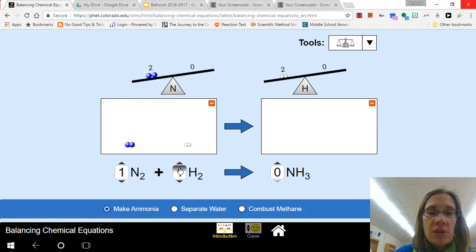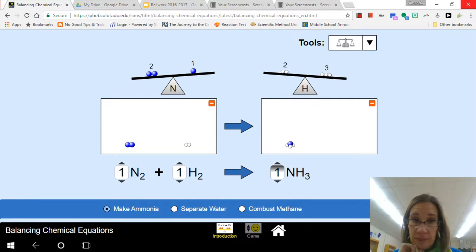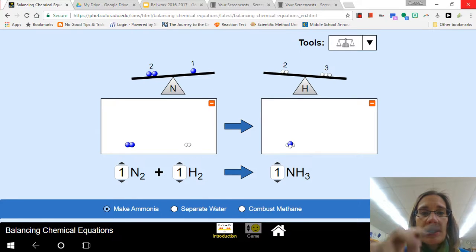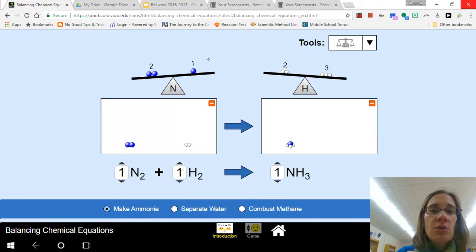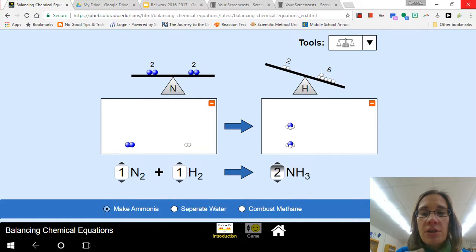So I'll add a coefficient to each one of these. It looks like now we have 2 nitrogen on the reactant side and 1 nitrogen on the product side. According to the steps, that doesn't match. I need to put a coefficient on the side that has fewer. So I have fewer on the product side, so I'm going to add the coefficient there. I've done that, and now you can see that my nitrogen atoms are balanced on both sides of the equation. Same on the reactant side as on the product side.